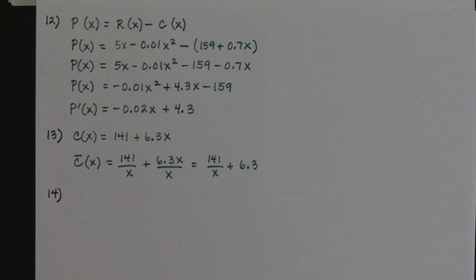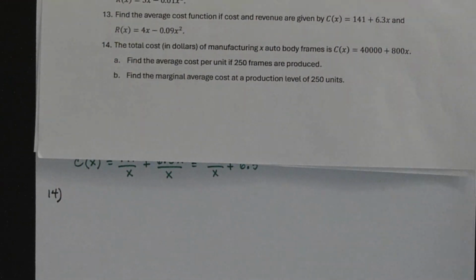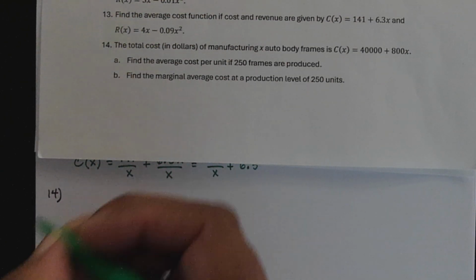All right, number 14 has three parts. The cost in dollars of manufacturing x auto body frames is C of x is equal to 40,000 plus 800x. And in part A, you're to find the average cost per unit if 250 frames are produced. And it does say average cost per unit.